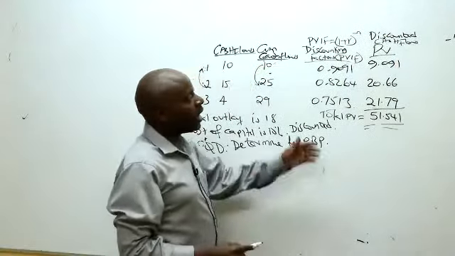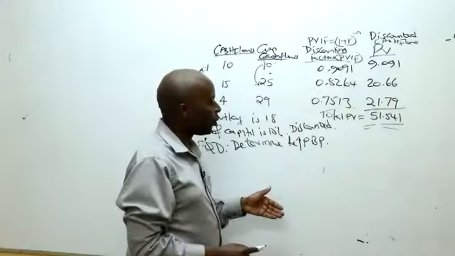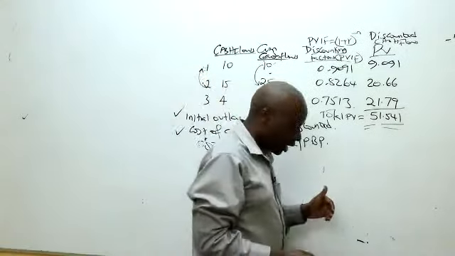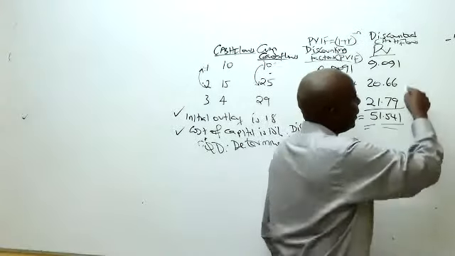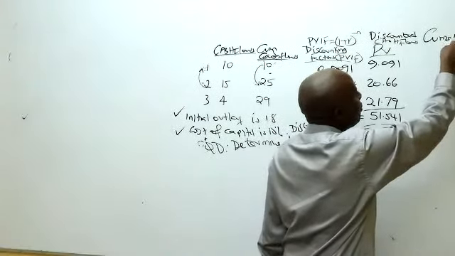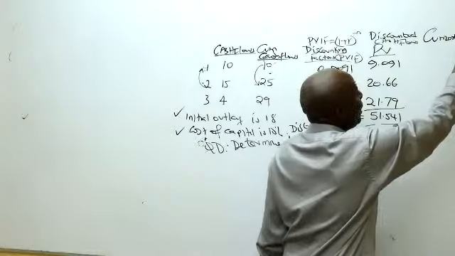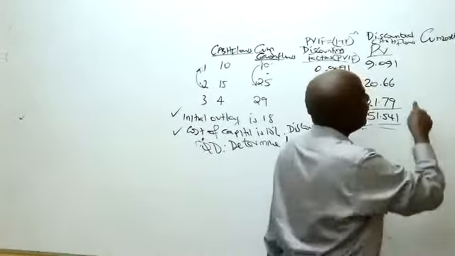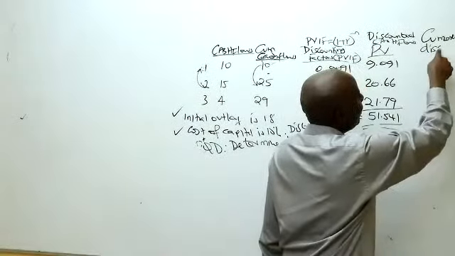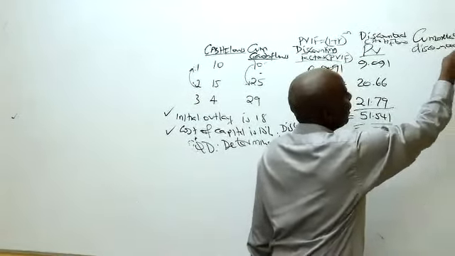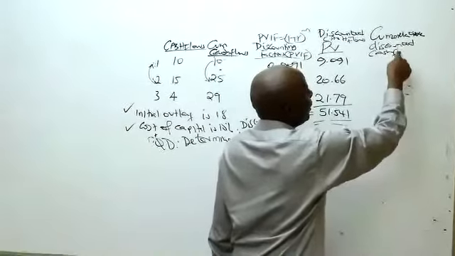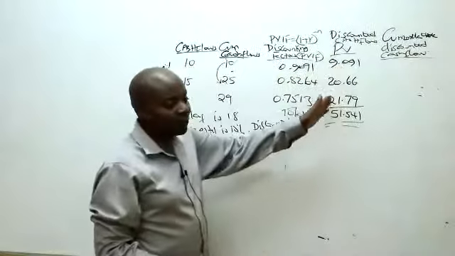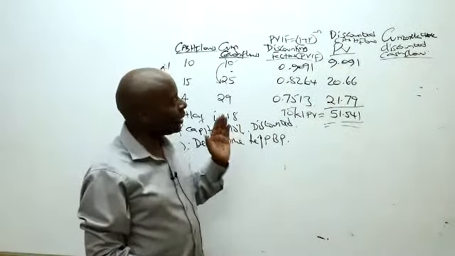And once I have my discounted cash flows and I need to get the payback period, what I need to do is give them the cumulative. Give us this cumulative discounted cash flows. We are accumulating these cash flows downwards.